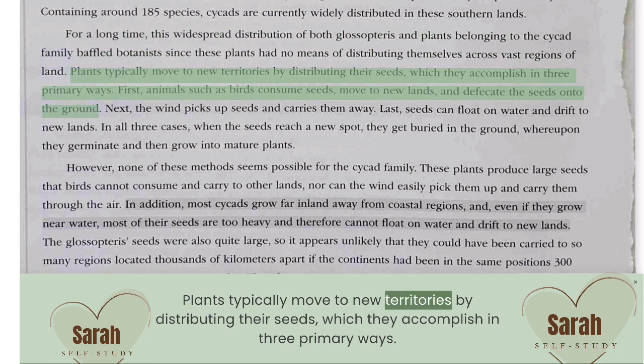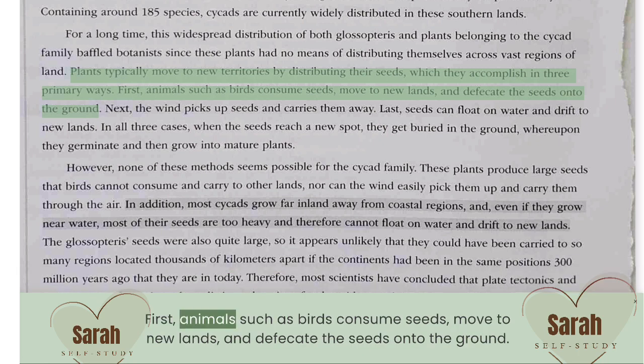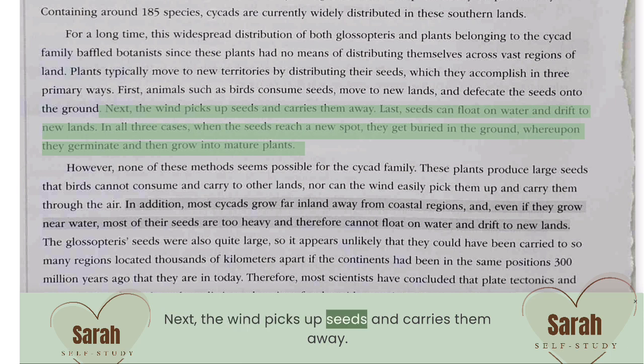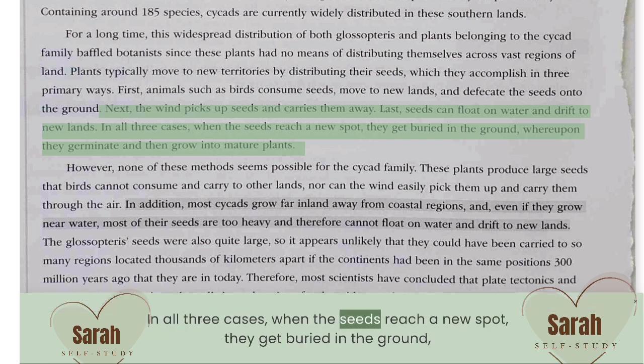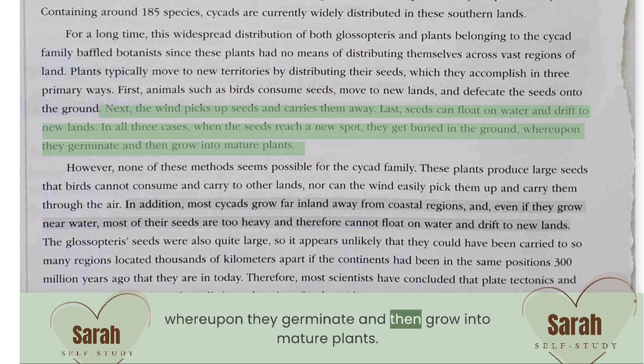Plants typically move to new territories by distributing their seeds, which they accomplish in three primary ways. First, animals such as birds consume seeds, move to new lands, and defecate the seeds onto the ground. Next, the wind picks up seeds and carries them away. Last, seeds can float on water and drift to new lands. In all three cases, when the seeds reach a new spot, they get buried in the ground, whereupon they germinate and then grow into mature plants.